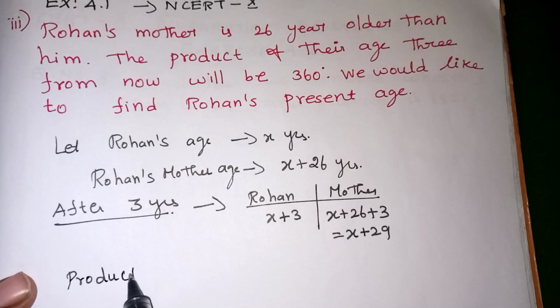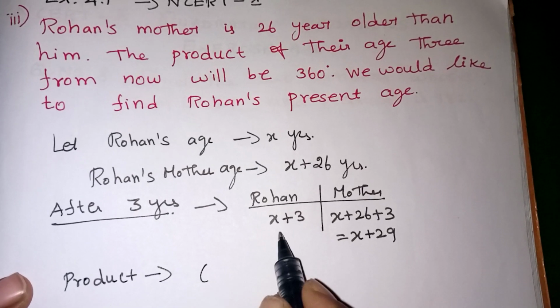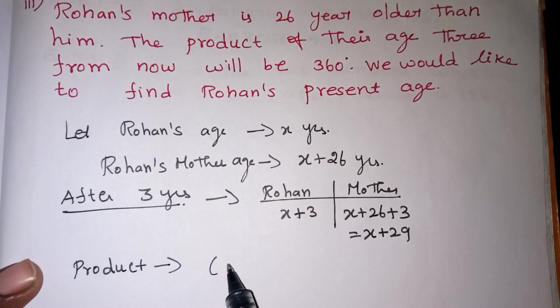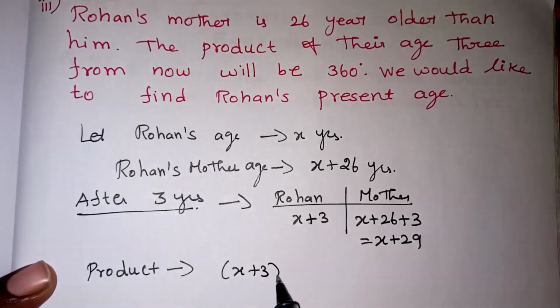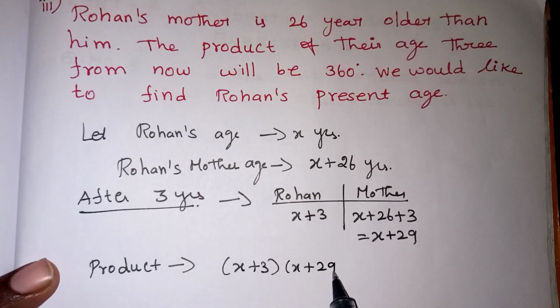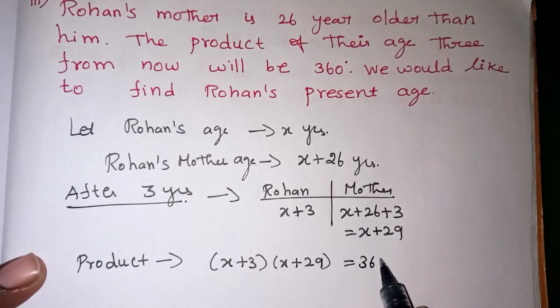We all know that what is meant by product, we have to multiply. So we need to multiply these two ages after 3 years. So (x + 3)(x + 29) = 360 is given.